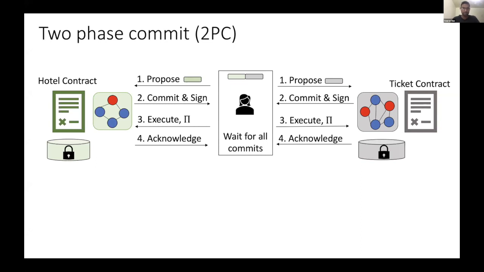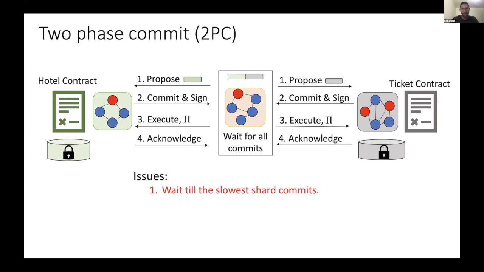There are some issues, some minor and some major. The minor issue is that the client could be malicious, and this is usually handled by replacing the client with another shard, where the client delegates its work to this client shard. There are other scalability issues, and they arise due to the fact that in two-phase commit, you have to wait for the slowest shard to respond before you can send an execute message. This results in low throughput of cross-shard transactions and also longer latency.